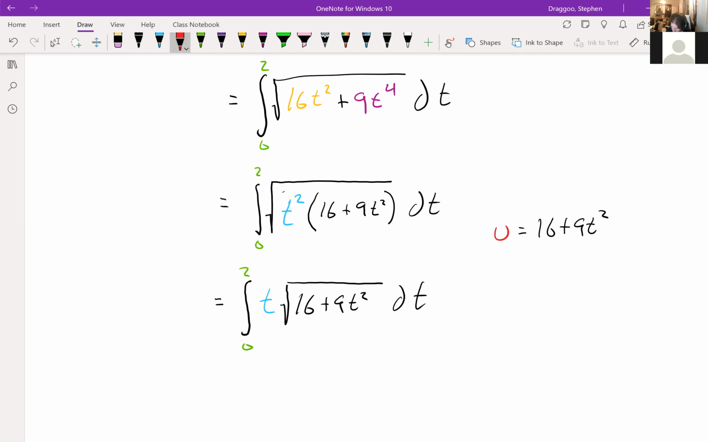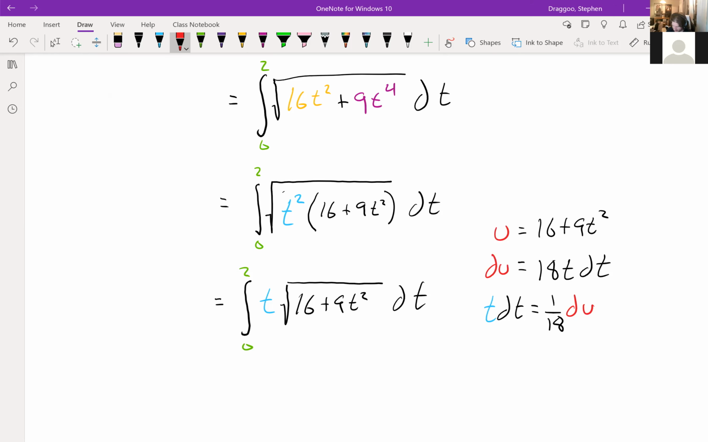And then we're going to want to get du, which is going to be, what is that? 18t dt, which means that if I have t dt, that thing is going to be equal to 1 over 18 du. Notice I highlighted that t in blue because it's going to show up nicely back in our integrand. That's the thing that's on the inside of the integral, if memory serves.